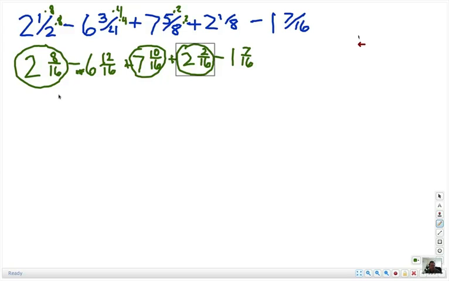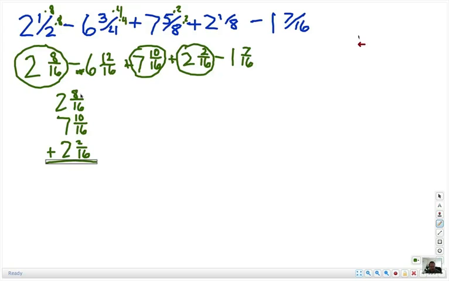So 2 and 8/16, 7 and 10/16, and 2 and 2/16. At this point, go ahead and pause the video if you're ready to move on. You want to add all those positive fractions together and then do some subtracting here. Give it a try if you'd like. Hit pause and then come back.